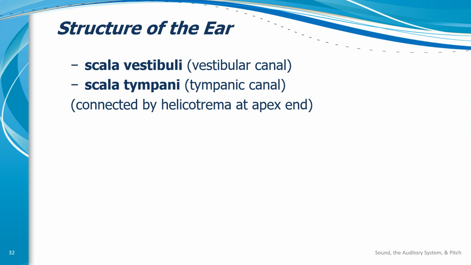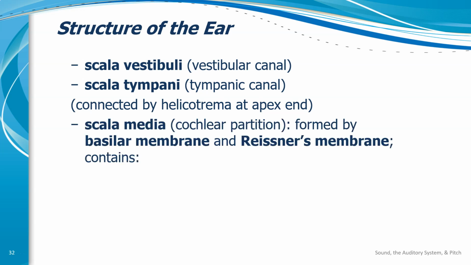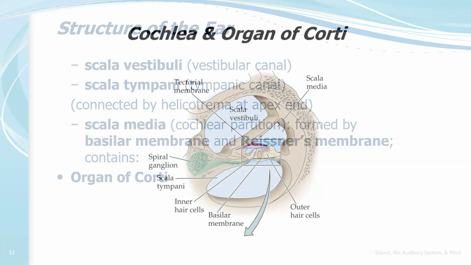They do need to be there, but really the most important canal for our purposes is the scala media, or cochlear partition. Now, this particular canal is created by a couple of membranes, the basilar membrane and Reissner's membrane. Okay, I promise we are zooming in eventually to the receptors for audition. The scala media is really important because it contains the organ of Corti, which, let's just go to some pictures now, take a break from all this Latin.